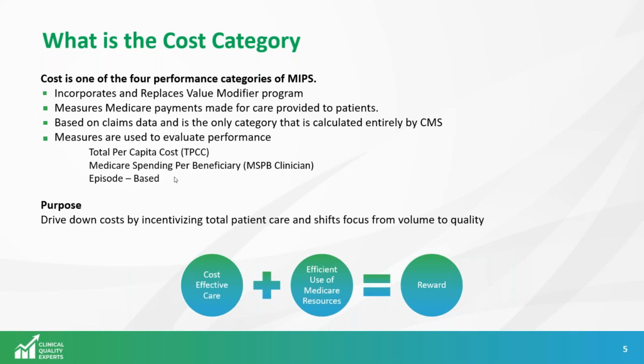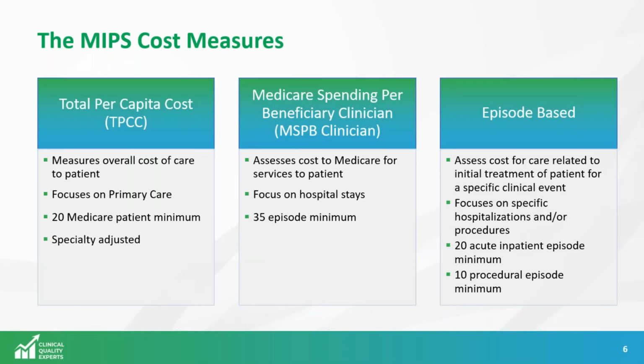Cost-effective care plus efficient use of Medicare resources equals your reward. All right, moving on. So here are the basics for our cost measures. TPCC, as you see here, is the overall cost of care to the patient, and it has the primary care focus. Now, in order to qualify for this, there has to be a 20 Medicare patient minimum.